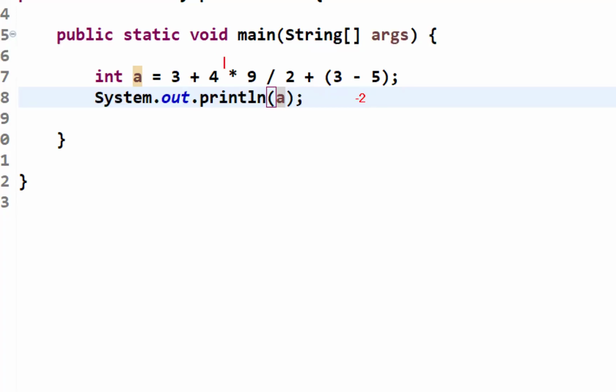Folks, am I clear now? This is 36. 36 divided by 2, am I right or not? 36 divided by 2 means how much output are you getting? 18. This is finally going to be 18 here. Now 3 plus 18 is 21. 21 minus 2, 19.